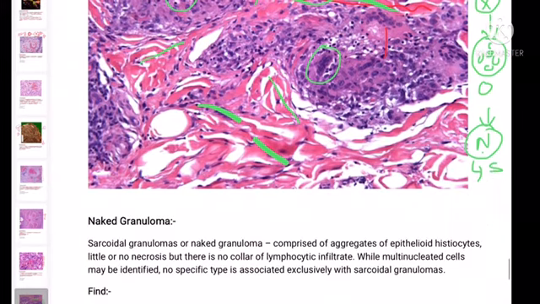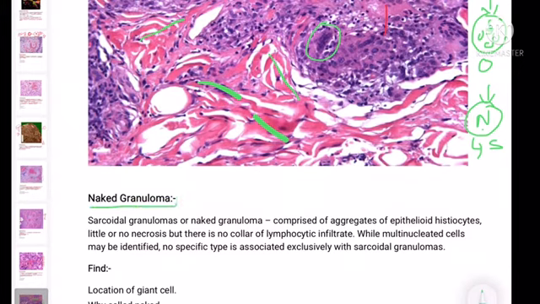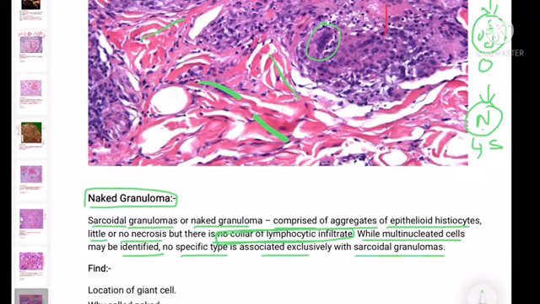So look at the description. Naked granuloma, also called sarcoidal granuloma, is comprised of aggregates of epithelioid histiocytes, little or no necrotic material, but there is no collar of lymphocyte infiltration. So this is the important point. While multinucleated cells may be identified, no specific type is associated exclusively with sarcoidal granuloma.